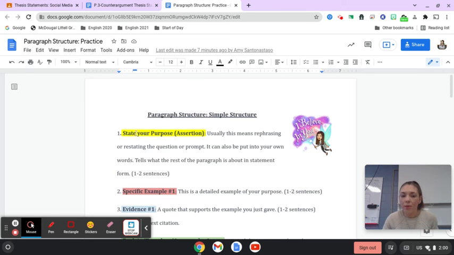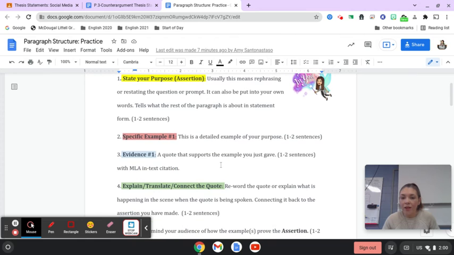The first couple of sentences is going to be state your purpose, right? What is the assertion? Before this, you might have known it as a topic sentence. We're going to call it an assertion because I want you to be assertive. I want you to tell me what to think. It tells what the rest of the paragraph is going to be about.